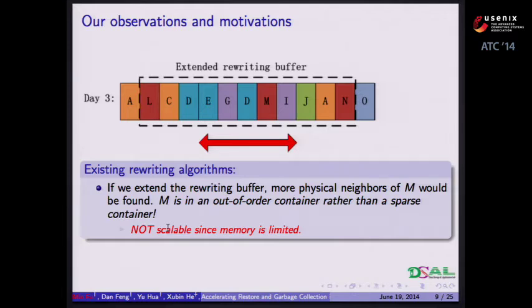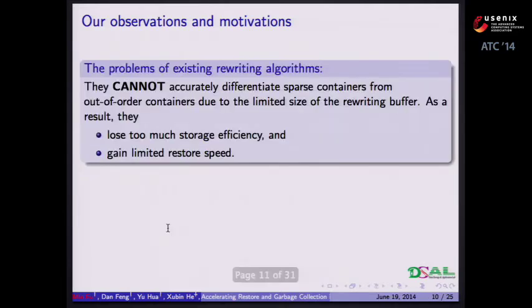We can use an extremely large rewriting buffer to hold the entire backup stream, and then we can identify all sparse containers. However, this method is not scalable since memory is limited. So in summary, the problem of existing rewriting algorithms is that they cannot accurately differentiate sparse containers from out-of-order containers due to the limited size of the rewriting buffer. As a result, they lose too much storage efficiency and gain limited restore speed.